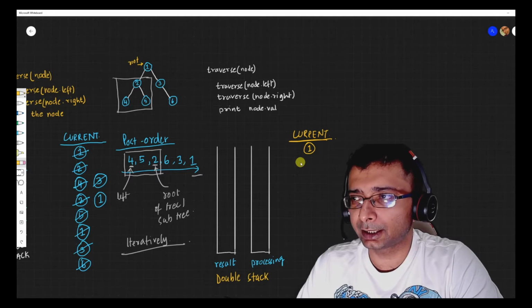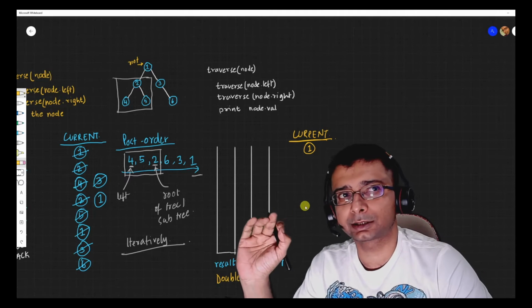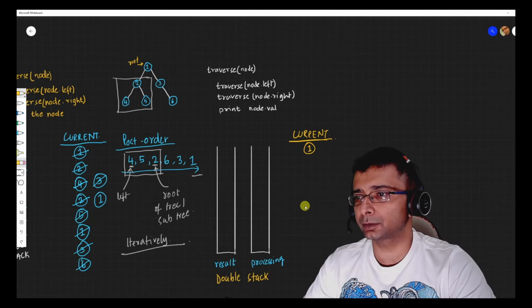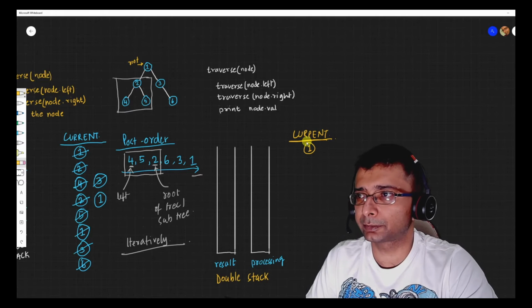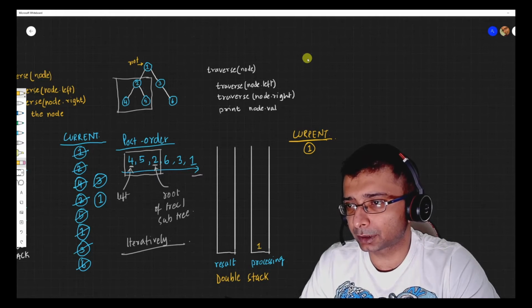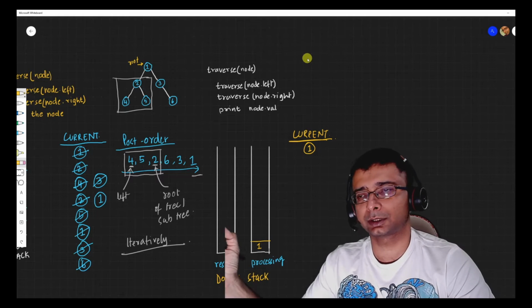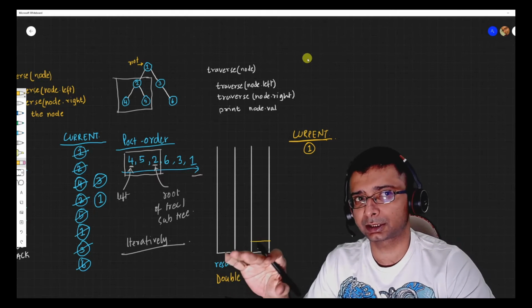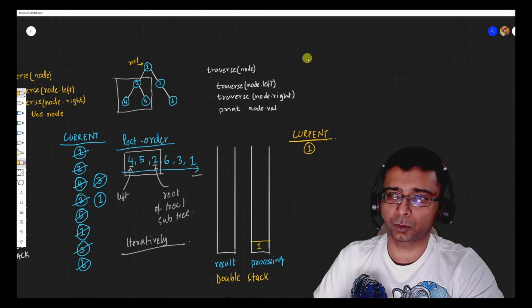We have a current, and the current points to your root node, right? So we are going to put that. This node is yet to be processed, right? So we are going to put this node inside our processing queue, what we can say, but it's a stack. I don't want to say queue and confuse you guys. So it's just a stack, a processing stack. So one is not processed yet.